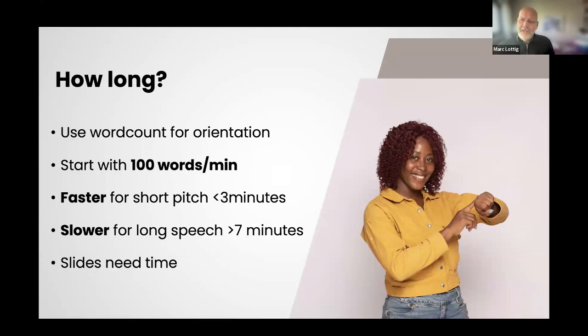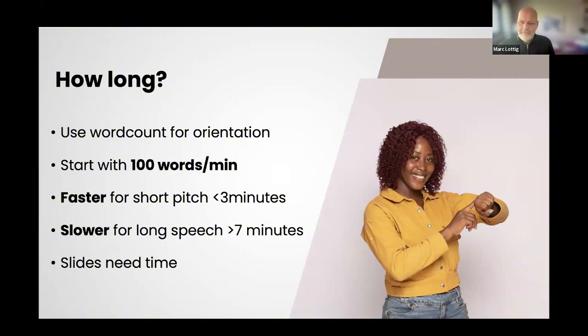Now, typically, when we give a shorter presentation, a short pitch, maybe less than 3 minutes, we can get away with very few pauses and we can speak faster. And when we do longer speeches, just because we as speakers also need a little bit of time to breathe, like now, maybe over 7 minutes, we slow down.